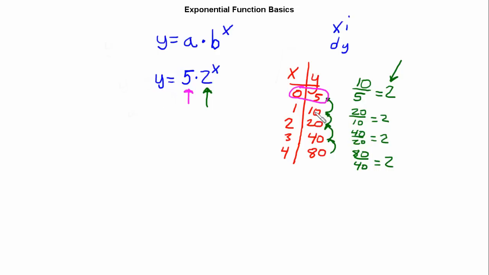Take one number, divide it by one before it. Regardless, this pattern will continue and continue and continue. You take one value, divide it by the one before it, and you're going to get your b value. In this case, it's 2. And it's really that simple. From a table, that's all we have to do.